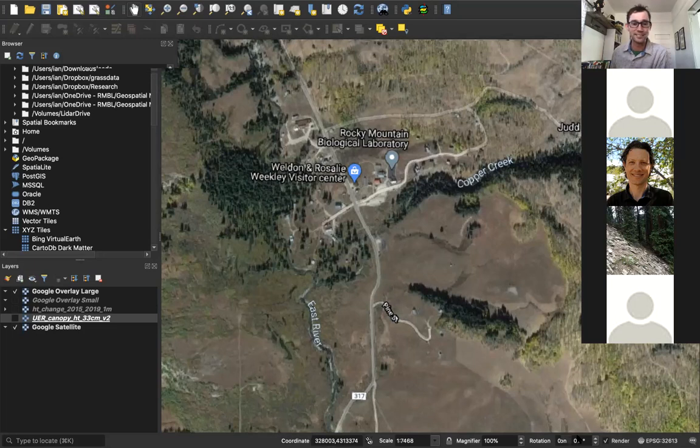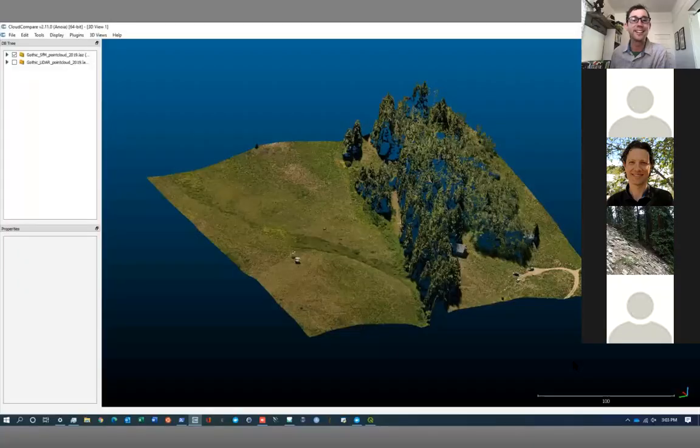All right, so let's take a look at what these look like. I'm actually going to switch over to a workstation that has a better graphics card than my laptop does. Okay, so this is CloudCompare, which is a free and open source point cloud visualization and processing software.